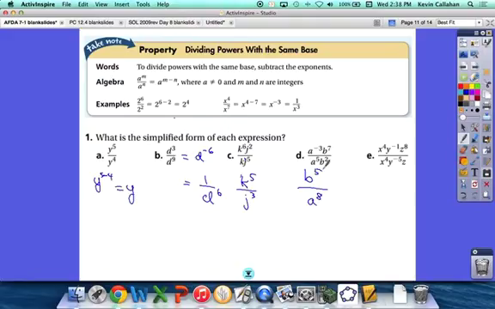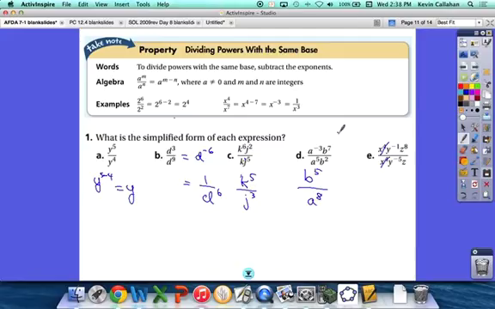x to the 4th over x to the 4th. What do you get if you subtract? You would get x to the 0, which is 1. And normally when you see the same factor in the numerator and denominator, you're just going to cancel it out anyways. It's 1. Anything divided by itself is 1.